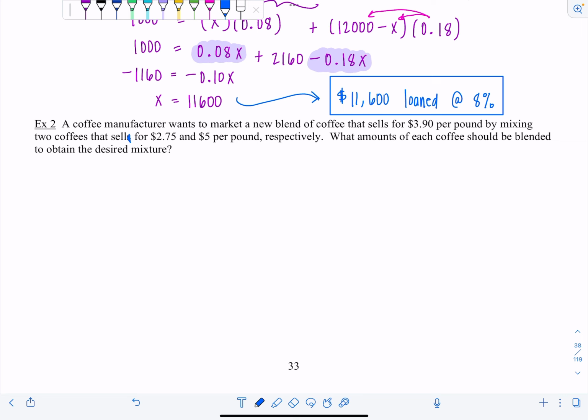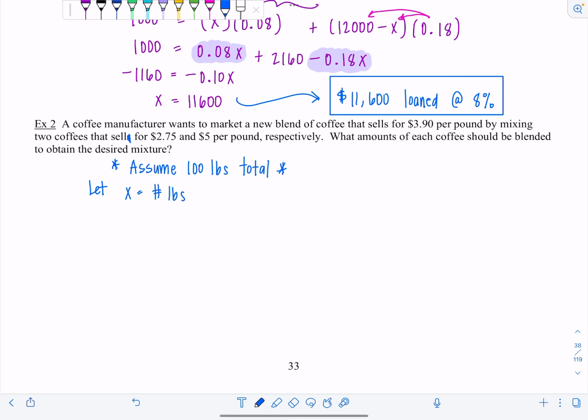Okay, so what we're going to do to help us solve this problem is we need to assume what the total amount is to help us out, and a nice number to use is just 100. So I'm going to assume we're making a 100-pound mixture total. And the setup you're going to see is very similar to this interest problem that we just did, okay? So we've got two kinds of coffee, a cheaper one for $2.75 a pound and a more expensive one for $5 per pound. So let's let x equal the number of pounds.